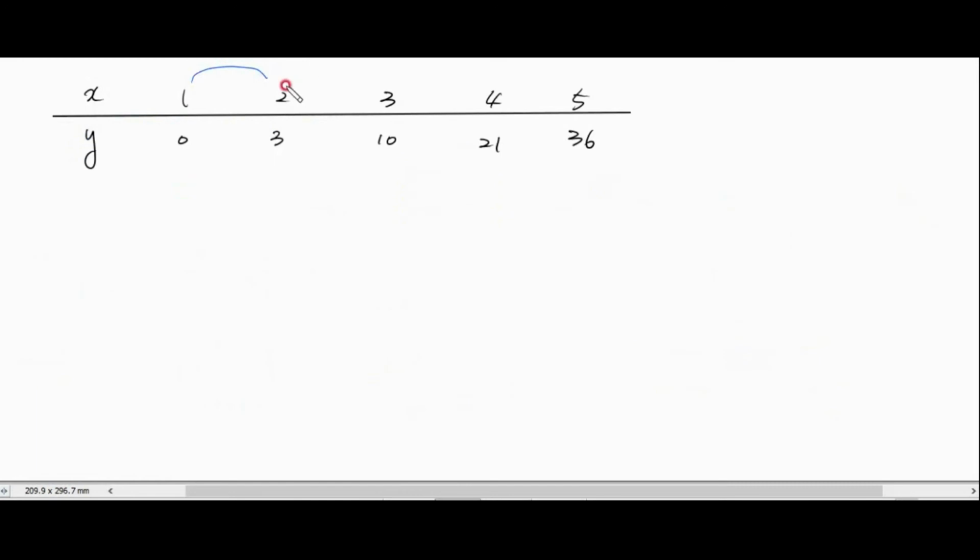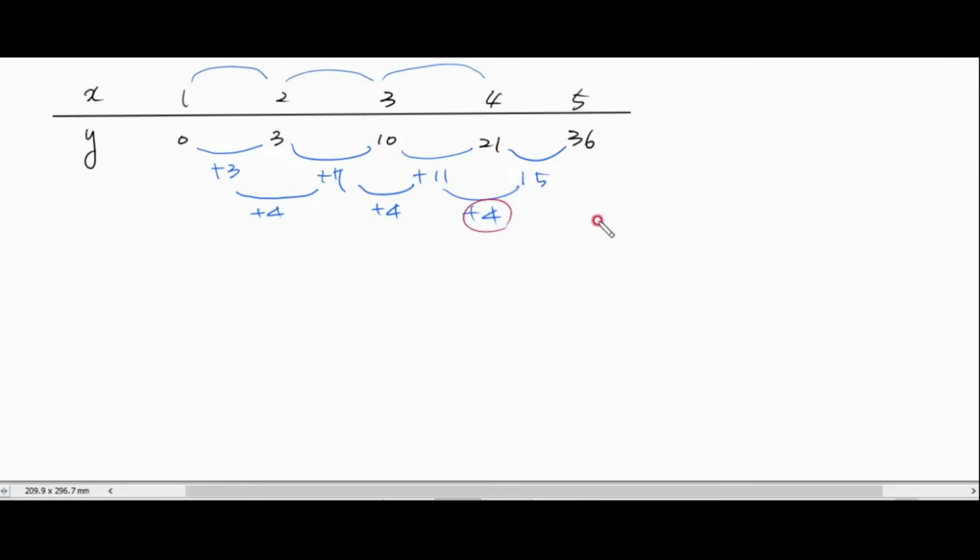And x changed by 1, 1, 1. And the y changed by 3. It changed by 7. And it changes by 11. 15. And let's just check it again. This will be 4, 4 again, and also 4 again. Like this, we found this out. Right here, we'll bring this one here and divide it by 2 always, then it will be 2.